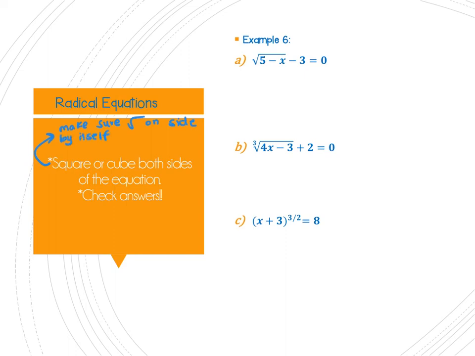And then I'll square both sides of the equation. If it's a cube root, I want to do the same thing. Get the cube root on the side by itself, and then cube both sides of the equation. And then we'll get to the one that has the fractional exponent like C.